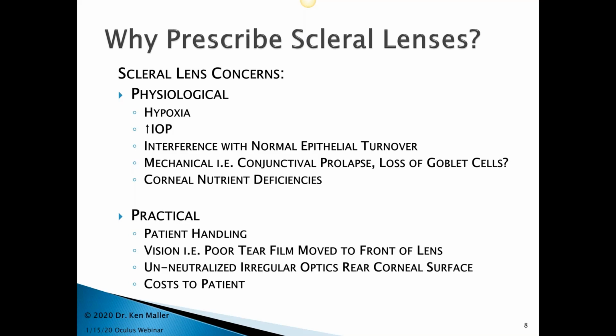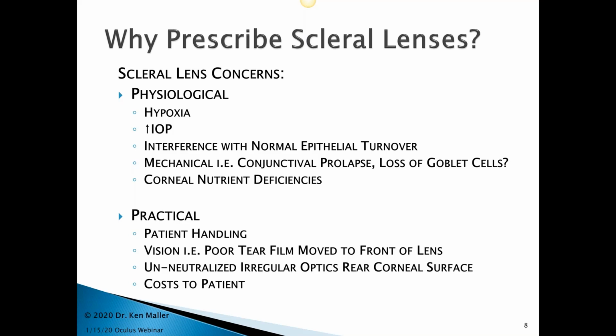Another real problem has come up with the irregular optics that are generated on the rear surface of some of the corneas, such as keratoconus and the like. Several colleagues have reported over the years that the patient seems to do better in glasses than they do in their scleral lenses. And the reason may be stemming from the fact that it neutralized the front optics, but did not neutralize the back optics or the irregular optics that were on the back of the cornea. And because that was still in the equation, they were really dealing with a lot of aberrations that were still present. And as of right now, we don't really have any way to address that with a scleral lens.